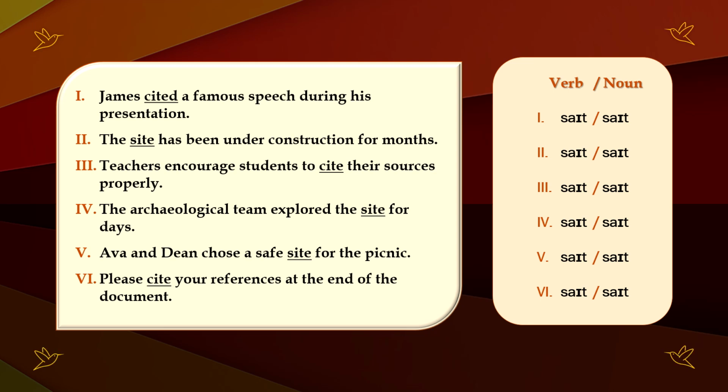Read the sentences and select the appropriate form based on context. 1. James cited a famous speech during his presentation. 2. The site has been under construction for months. 3. Teachers encourage students to cite their sources properly.